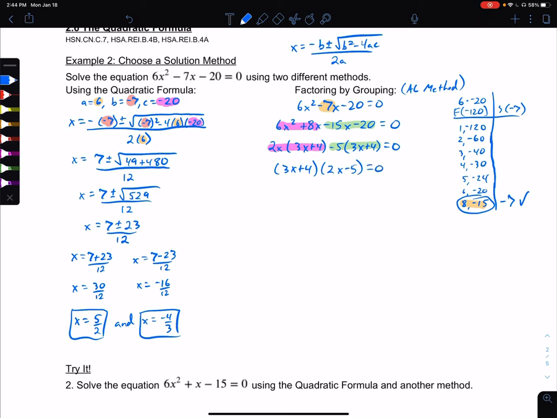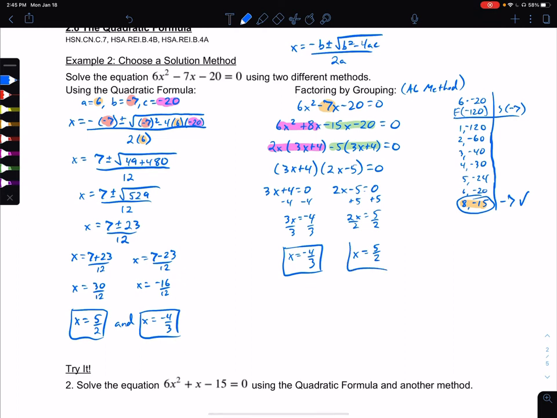And now if you remember the zero product property, that tells me that I can set each one of these pieces or these binomials equal to 0 and then solve for x. So I get x is equal to negative 4 over 3. And then over here, I would just do the same thing by solving for x, with different numbers, but same idea. And x is equal to 5 over 2, or 5 halves. And you'll see that my solutions are the same. I just used two different methods.